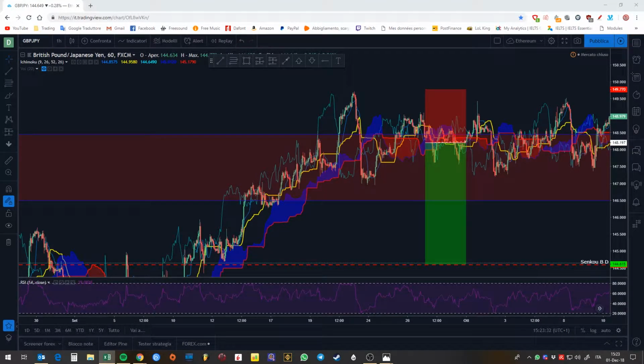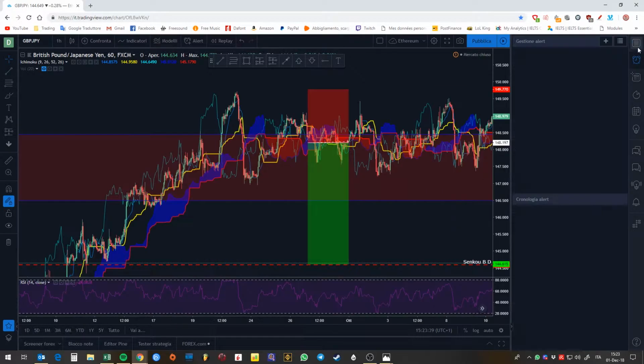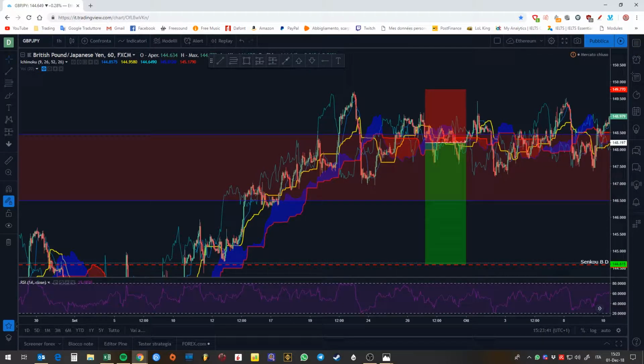So let's skip this one and let's go on USD JPY. It was this first one here in the euro. Let's skip all those ones because they seem to be fine. Let's see what went wrong here, because something went wrong here.